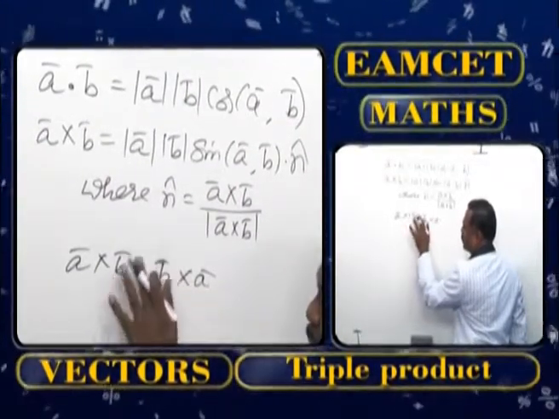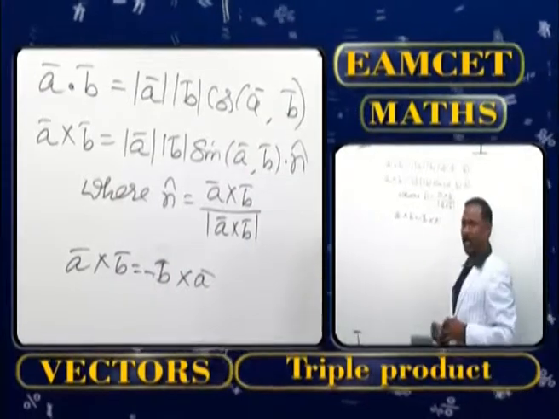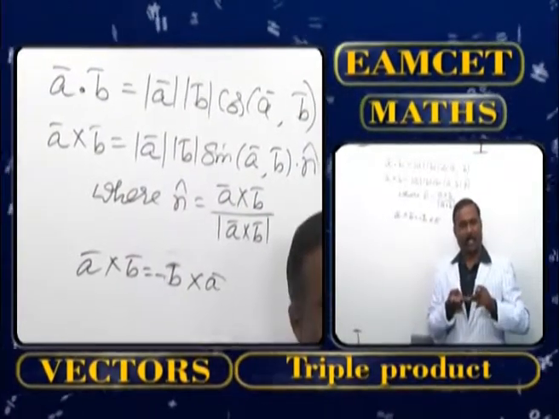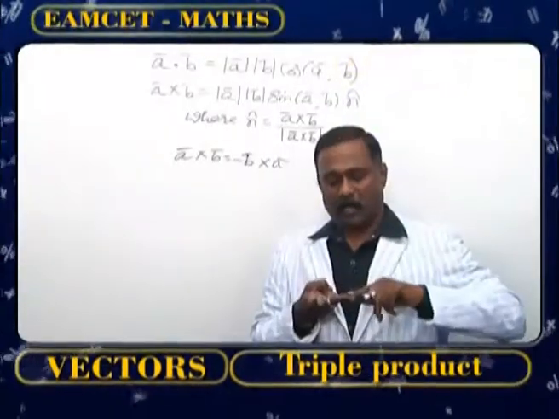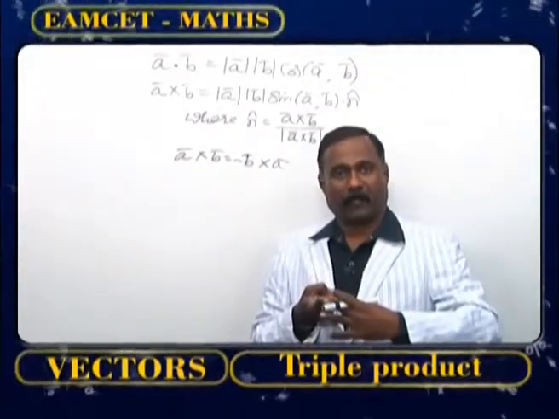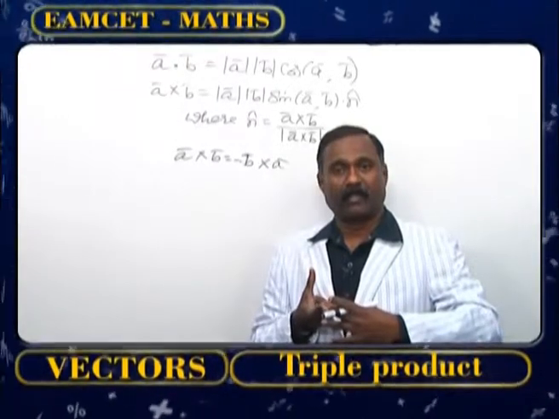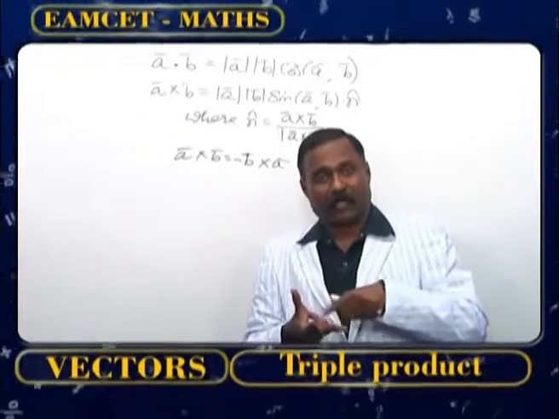Why should it be minus b cross a? I'll explain now. If you take a bar cross b bar, let me take this one as a bar, this one as b bar. If you find out a bar cross b bar, the direction will be like this. That means it is always perpendicular to a bar and b bar.